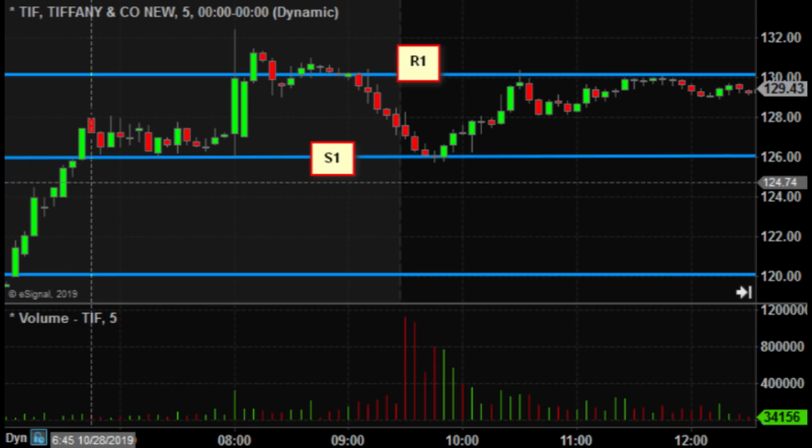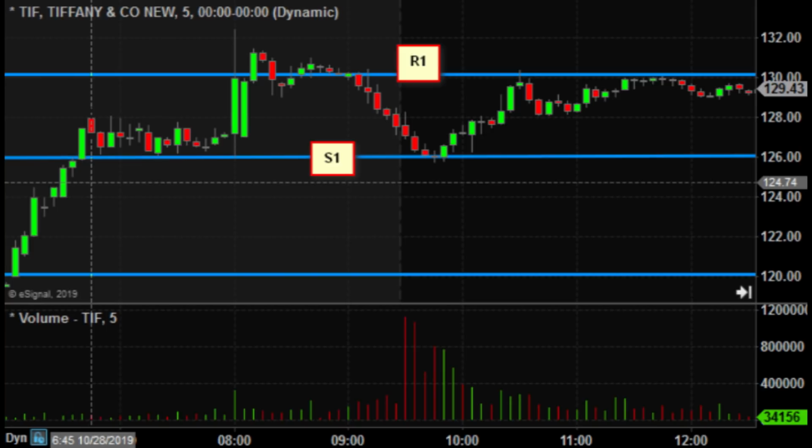You can see it was moving sideways from about 7 to 8 o'clock in the morning. And then as we got closer to the open, 8 o'clock institutions start trading. We've talked about that many times before in the videos. And when the institutions started to trade after 8 o'clock, it actually popped up to above 130, got to maybe even 131.5, 132, and then started to trade back down towards the 126.